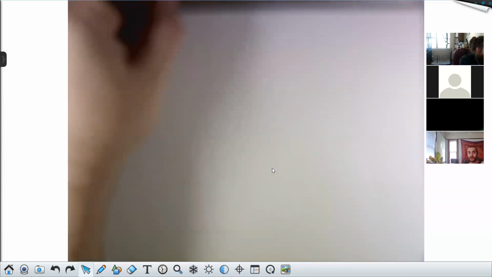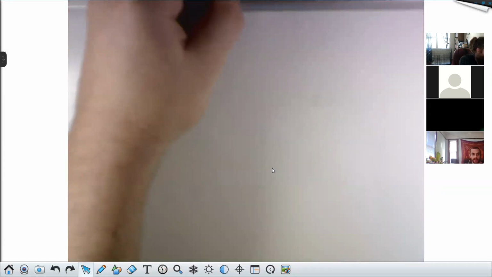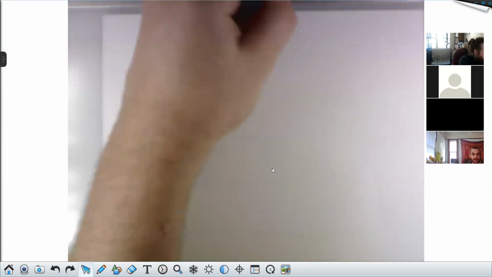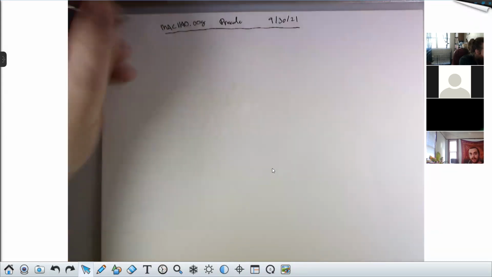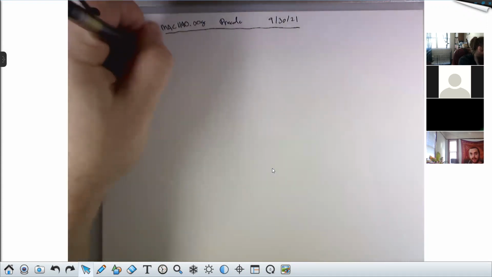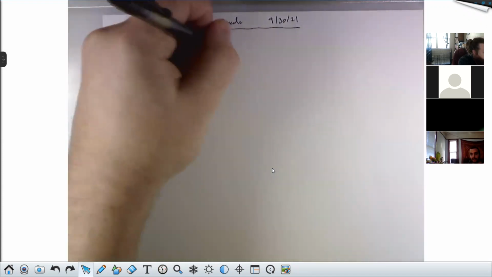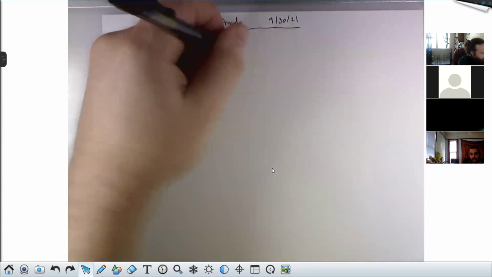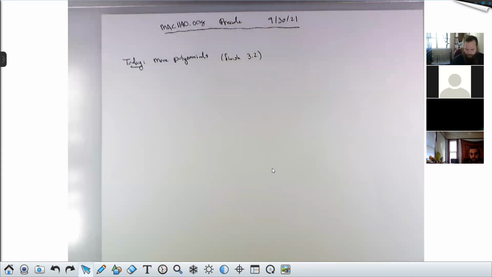So this is MAC1140, section 008, which means we're talking pre-calculus. And today is the 30th of September 2021. And the plan for today is to talk about more polynomials. We're going to finish 3.2. And maybe we'll get into 3.3.